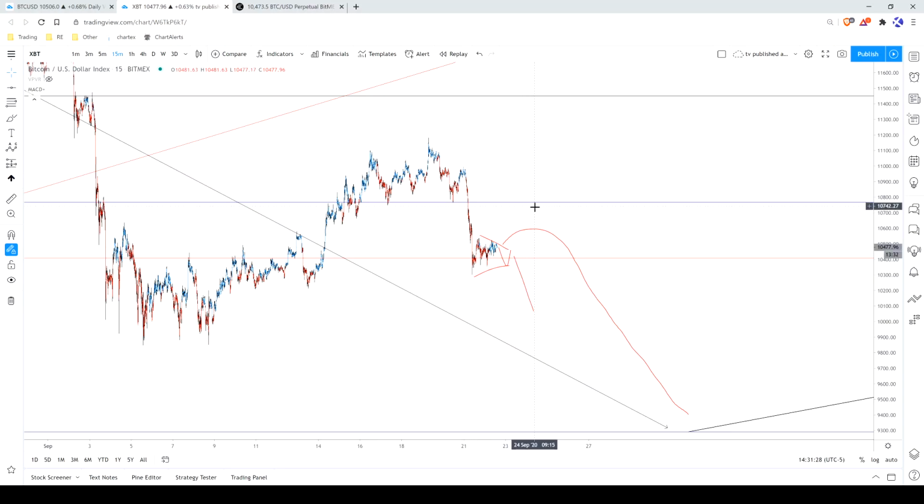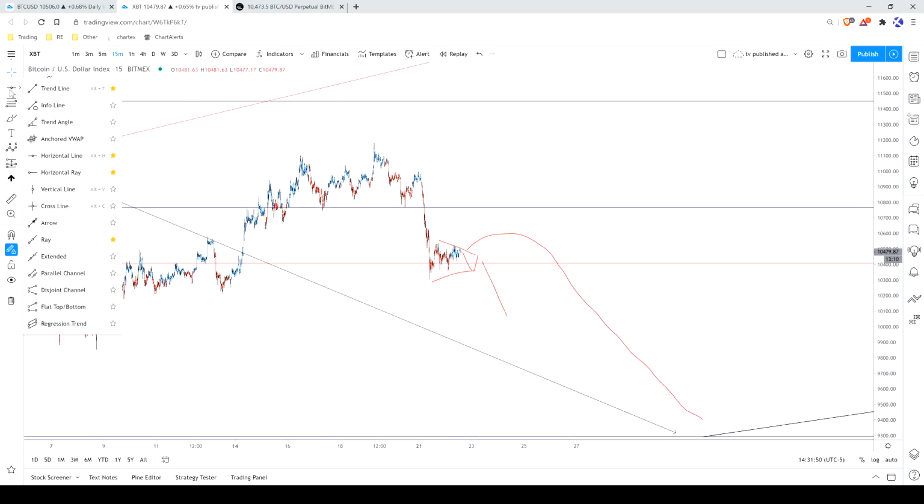I don't want to close over 10,760, and I don't want to see 4-hour or daily MACD positive. Those are not technical invalidations, they're probable invalidations. Technical invalidations are so high that they're pretty irrelevant. We don't want to be watching those.